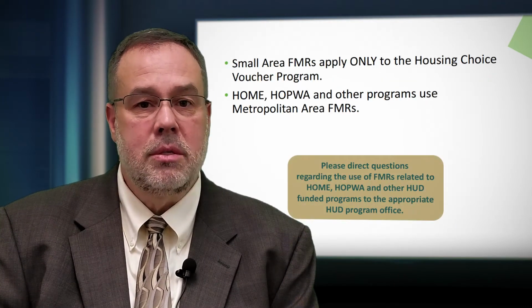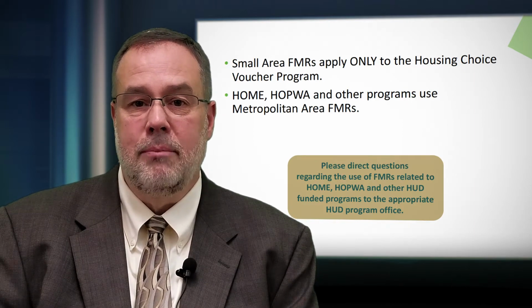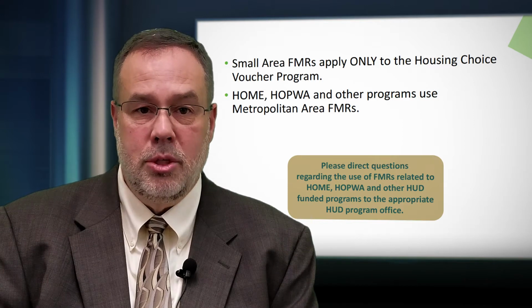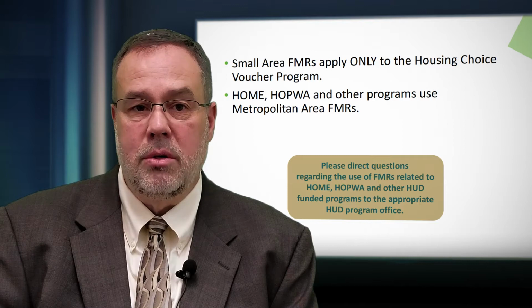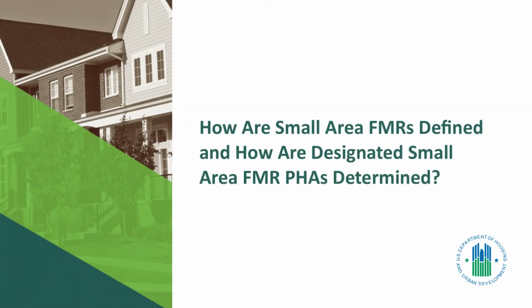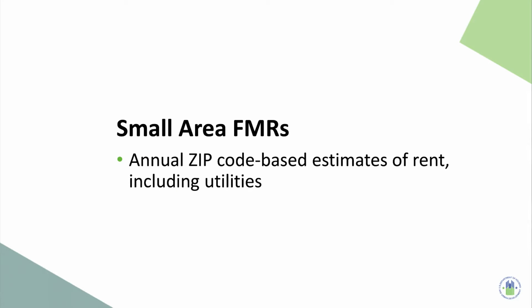Small area FMRs only apply to the Housing Choice Voucher Program. The final rule did not amend the regulations or change the way that FMRs are used in any other program. We recommend you reach out to the appropriate HUD office to inquire about the use of small area FMRs for any other program like HOME and HOPWA. Small area FMRs are annual, zip code-based estimates of rent, including utilities, and are set by HUD for use in administering tenant-based assistance under the HCV program.